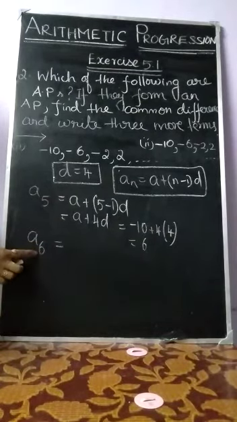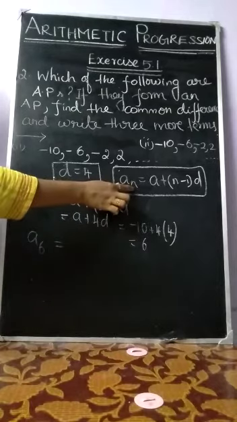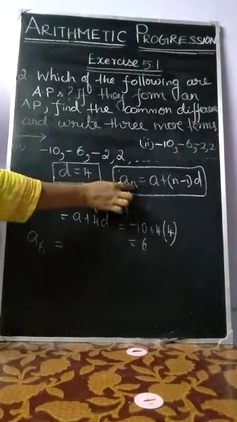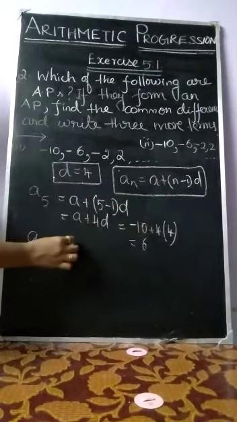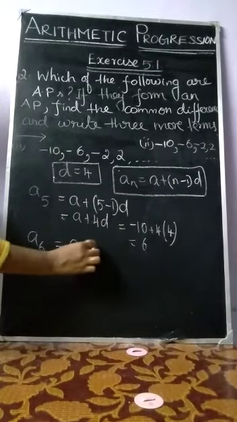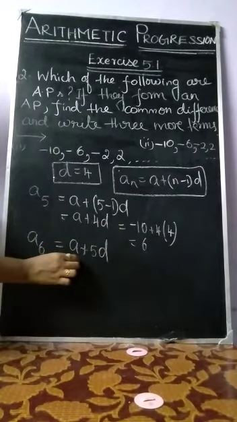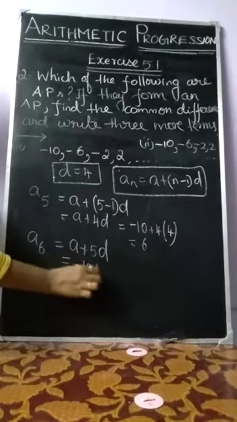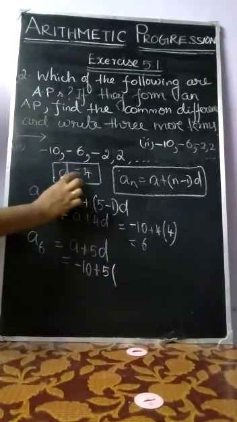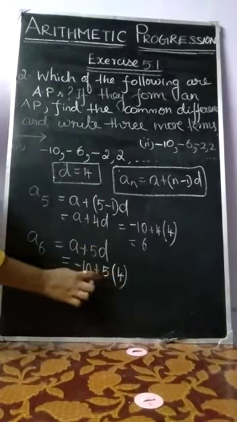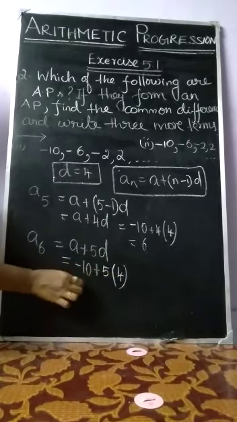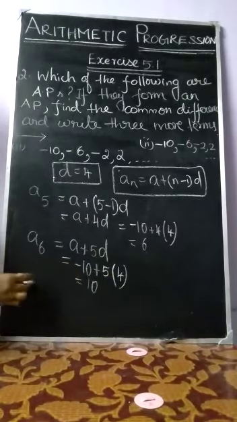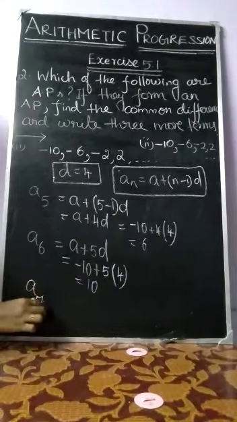Next we have to calculate A6. Again we apply the 6 value in n place. So A6 is equal to a plus 6 minus 1, that is a plus 5d. So what is our a value? Minus 10. Plus 5 of d value, which is 4. 5 4s are 20. 20 minus 10, 10. That is the A6 value.